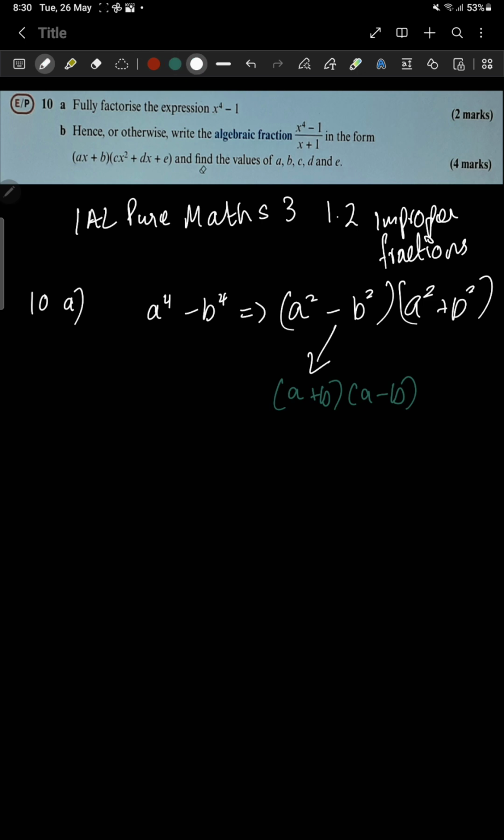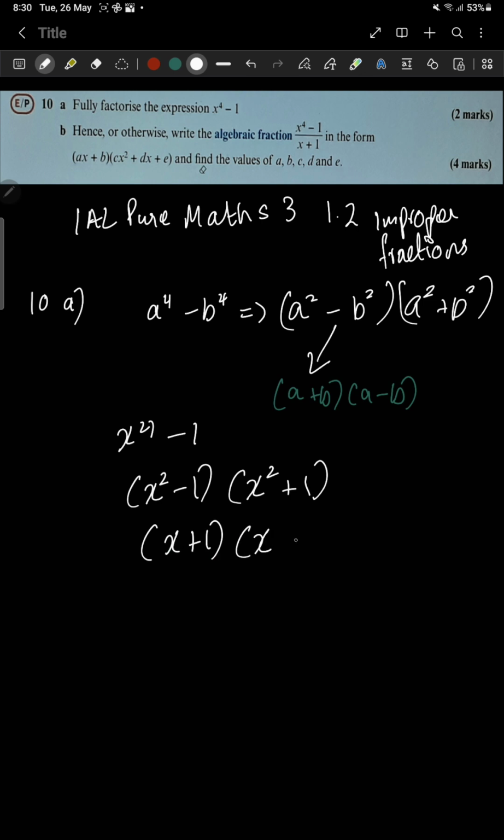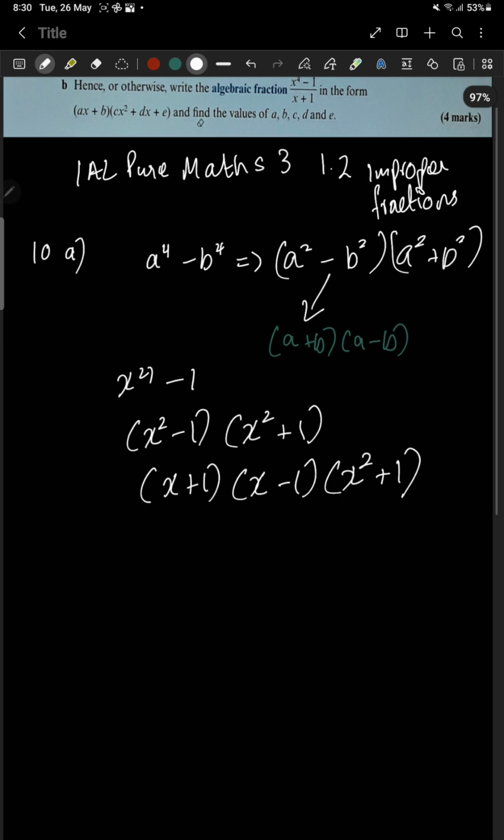So we can say that x to the power of 4 minus 1 can be written as x squared minus 1 times x squared plus 1. X squared minus 1 can be further written as x plus 1 times x minus 1, and then x squared plus 1. Hence this is going to be our final answer.